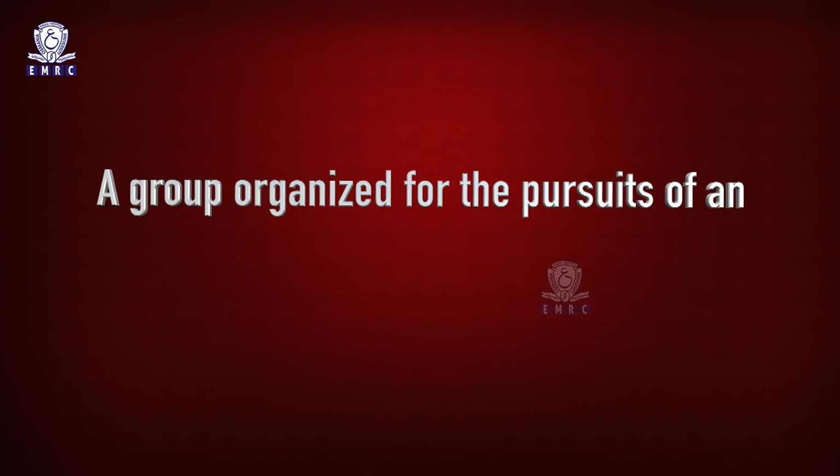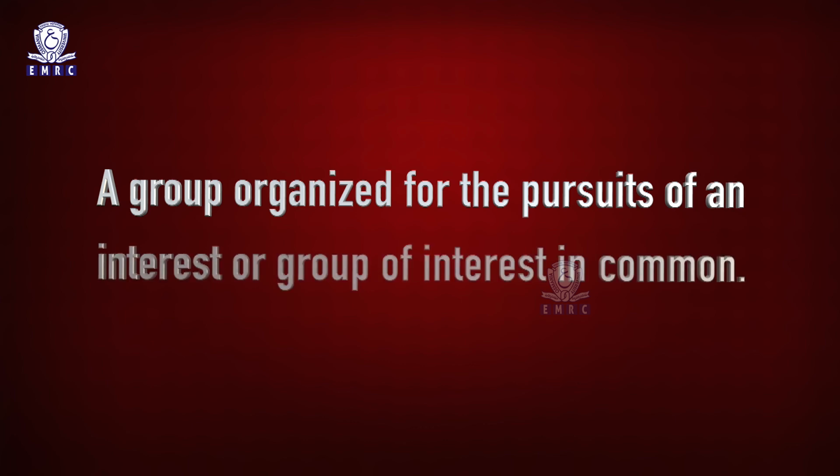Association. The meaning and definition of association. A group may organize itself for the purpose of pursuing certain of its interests together. When this happens, an association is born. One can define an association as a group organized for the pursuit of an interest or group of interests in common. However, no single association can satisfy all the interests of the individuals. Hence, there are professional associations, student associations, etc. An individual belongs to more than one association at the same time.